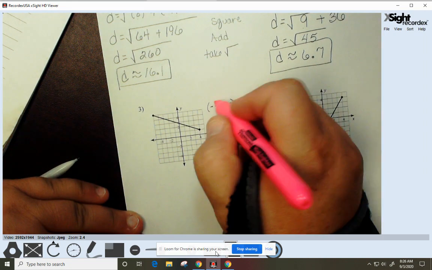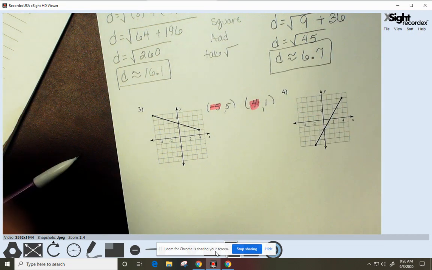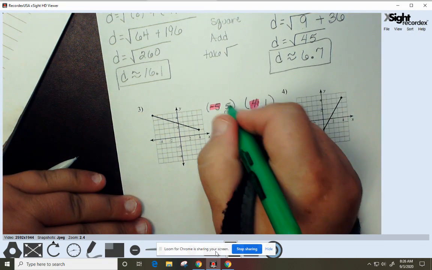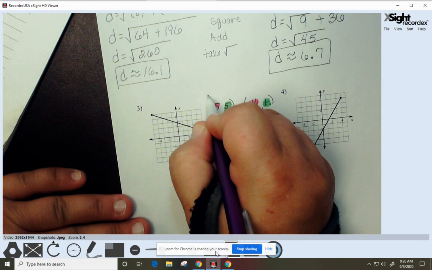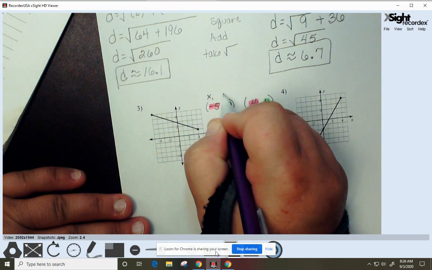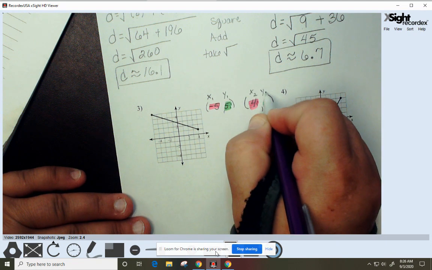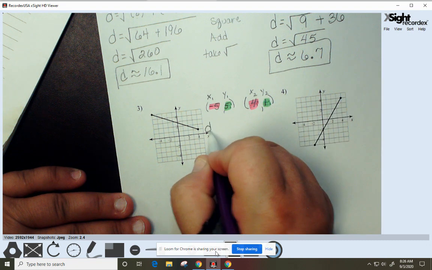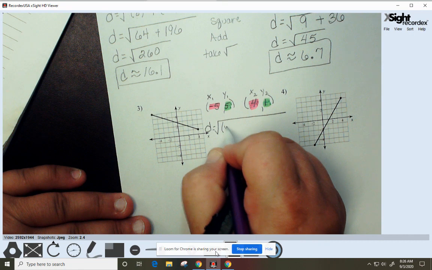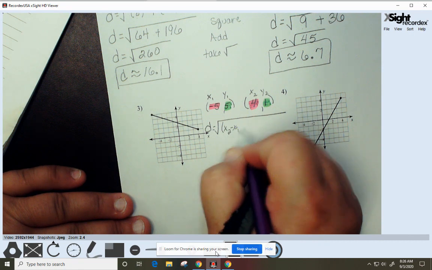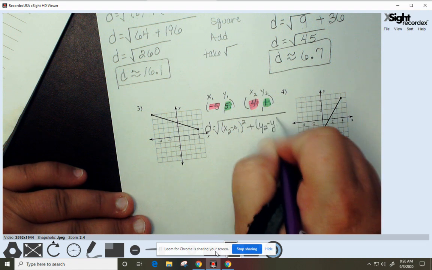And again, I'll mark these. There are the X's right there, that first one. Here are my Y's, the second part. I will go label X1, Y1, X2, Y2. I'll write my formula. X sub 2 minus X sub 1 squared plus Y sub 2 minus Y sub 1 squared.